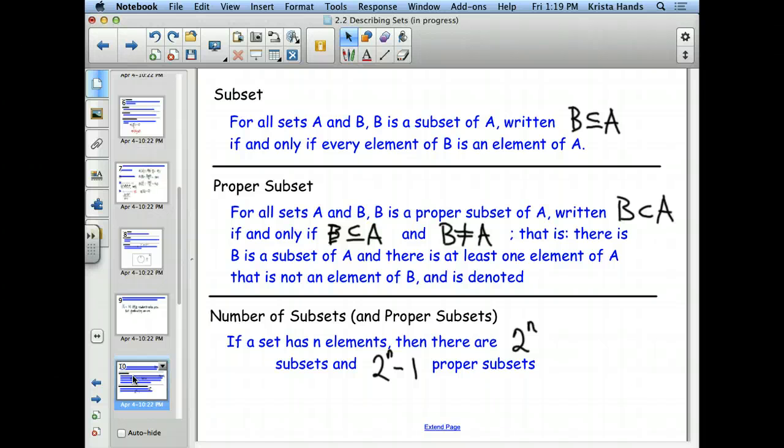Or we could talk about subsets that have everybody in them, and that's a subset, but it's not a proper subset, so we need to exclude that one for counting proper subsets.